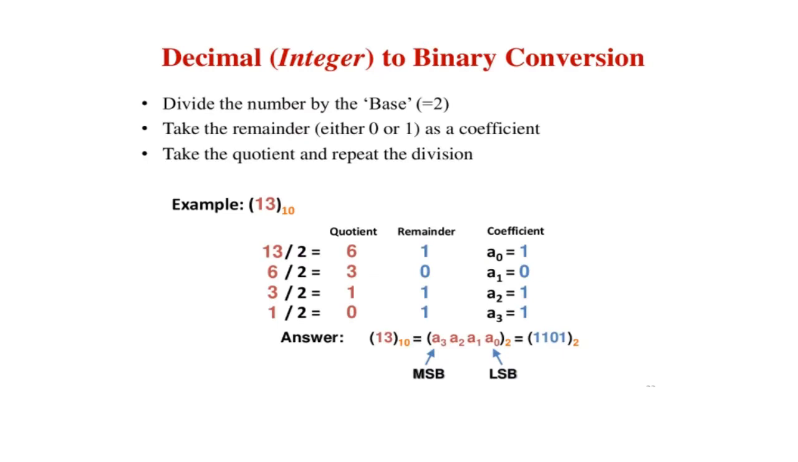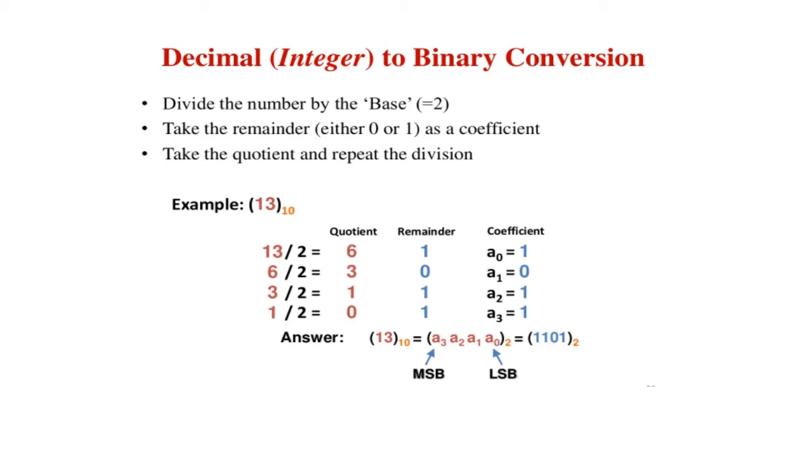Next, decimal integer to binary conversion. How do we convert decimal to binary? If the value is the integer part, first divide the number by the base 2, then take the remainder, that is either 0 or 1, as a coefficient. Next take the quotient and repeat the division again and again. For example, if 13 is the decimal integer value, we have to convert this value into binary. First divide by 2. So 13 by 2, that is 6 as the quotient and 1 as the remainder.